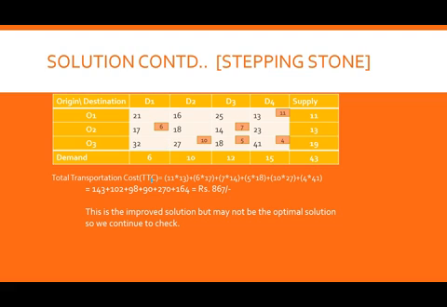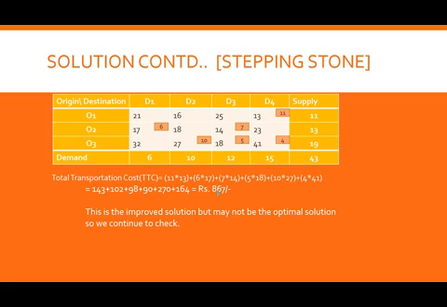For this, let me calculate the transportation cost and check whether there is an improvement. So the TTC is 11 into 13 plus 6 into 17 plus 7 into 14 plus 5 into 18 plus 10 into 27 plus 4 into 41. So I get a total transportation cost of 867. Earlier I had 992. So there is an improvement, a good improvement in the total transportation cost.